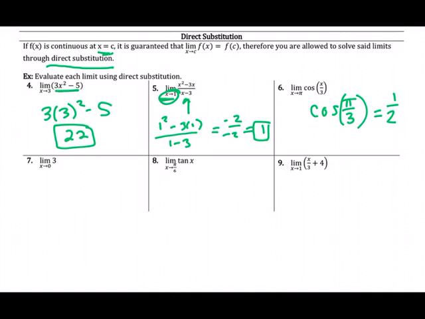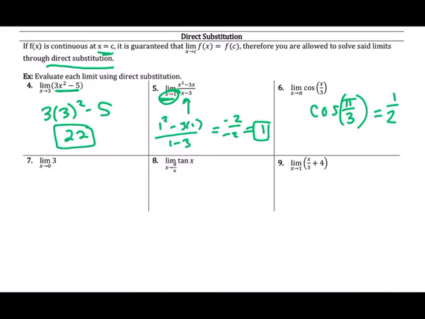I encourage you to pause the video and see if you can work through 7, 8, and 9, and then unpause the video and see how you did. So hopefully you have had some time to look through the video and to work on 7, 8, and 9. We're going to work through them together now.